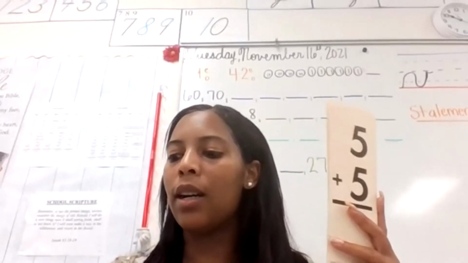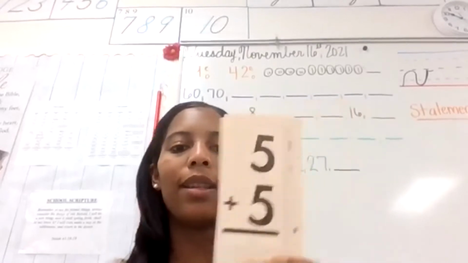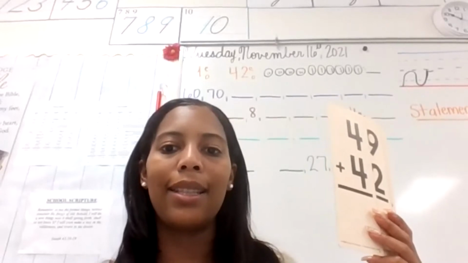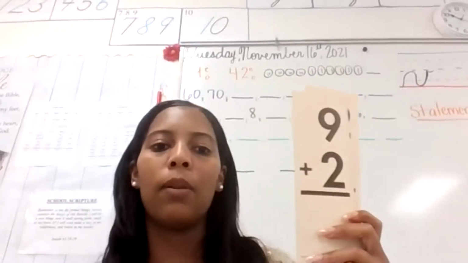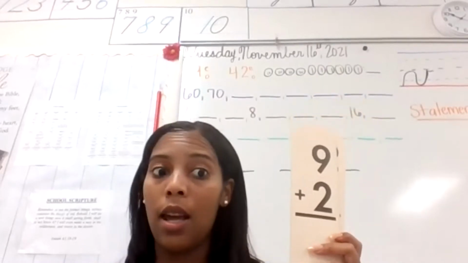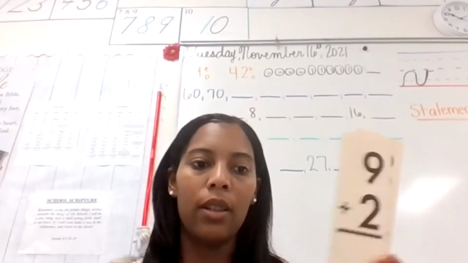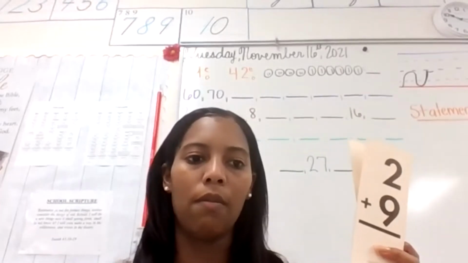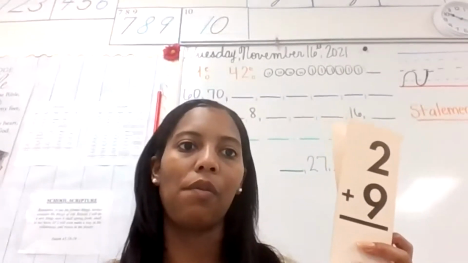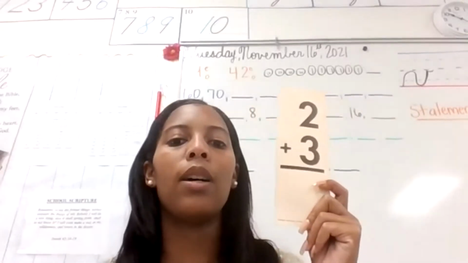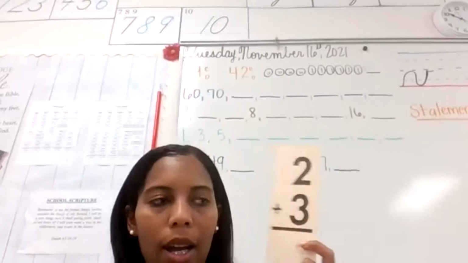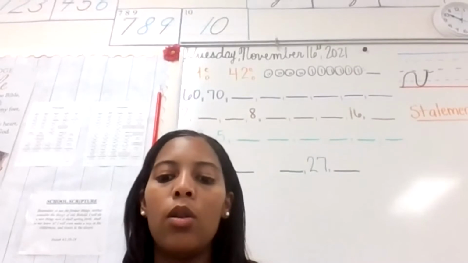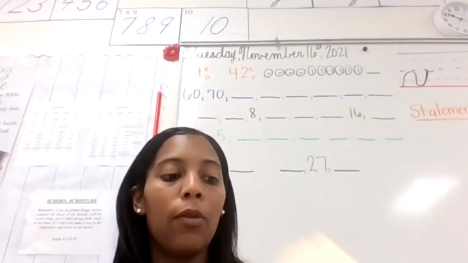5 plus 5 equals 10. 4 plus 4 equals 8. 9 plus 2 equals 11. Oh, sorry. 2 plus 9 equals 11. And 2 plus 3 equals 5. Awesome. So we did most of those 2 plus 2 facts in here.